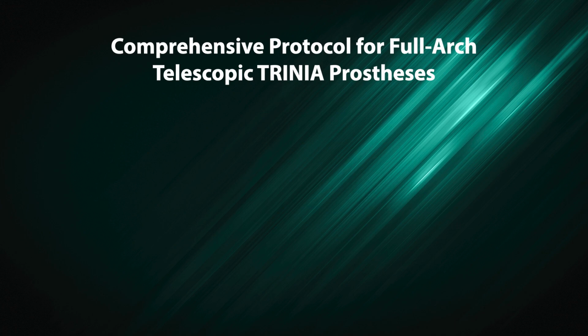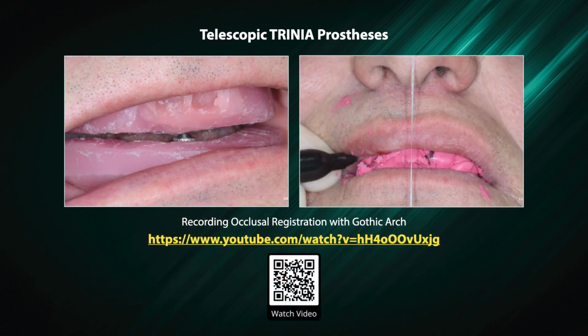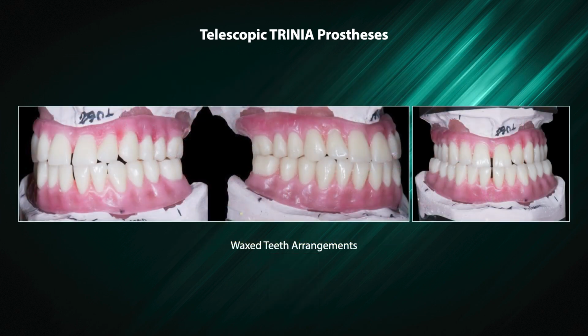Comprehensive protocol for full arch telescopic TRINIA prosthesis. On the left is a conventional implant level impression, and on the right is a pouring master model. Recording occlusal registration with Gothic arch. Waxed teeth arrangements.